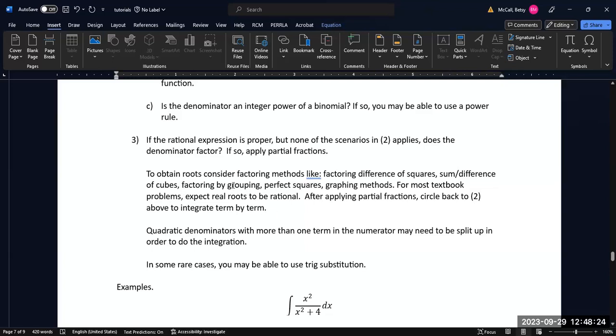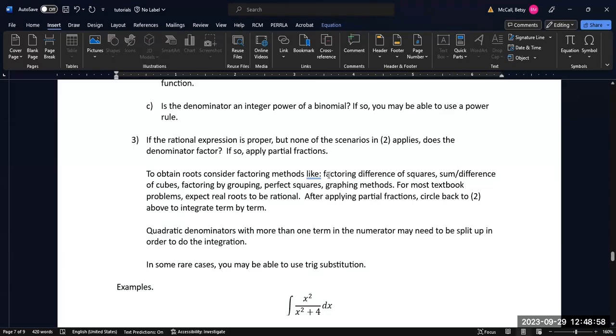You may also want to think about factoring by grouping, particularly if you have 4 terms in your problem. You may need to collect them 2 by 2 in order to get a common factor to factor out. You want to think about, is this a perfect square? Because perfect squares may lead you to some sort of a power rule that will be easier to work with. If none of those things seem to work, then you can also try graphing the unfactored denominator and seeing if you can find any rational roots.